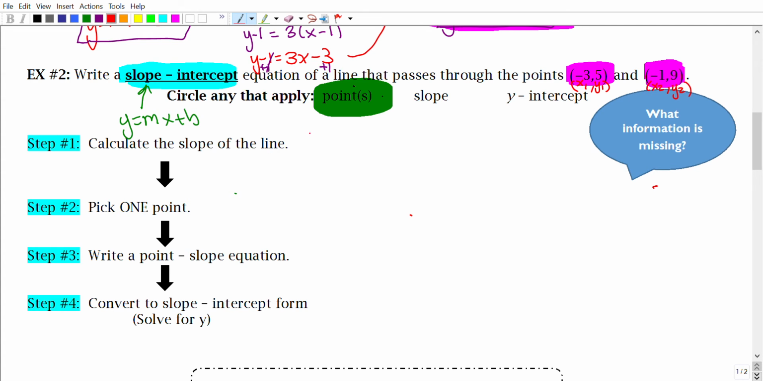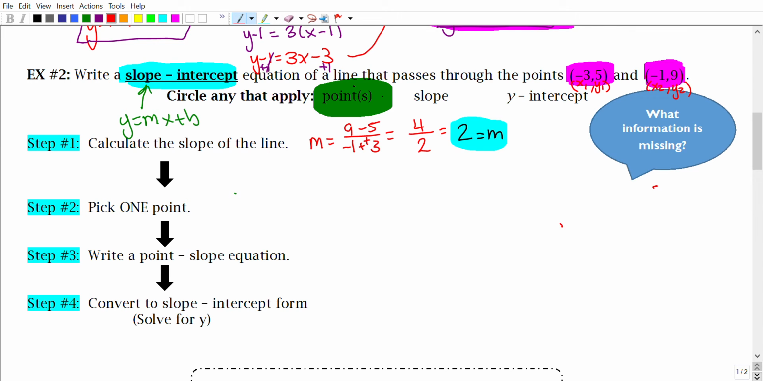So if I calculate slope, what do I get? I have 9 minus 5 over -1 minus a -3. So 9 minus 5, that's just a +4. -1 minus a -3 becomes a +3, so -1 plus 3 is just 2. That reduces to 2. So my slope here is 2. I'm going to highlight that just so I have that information ready.